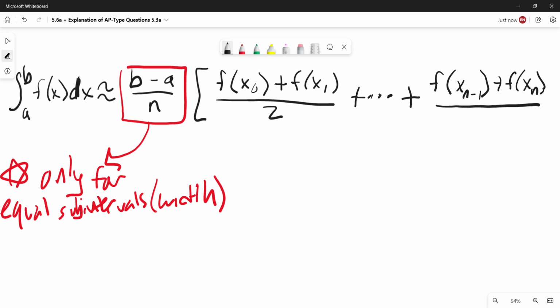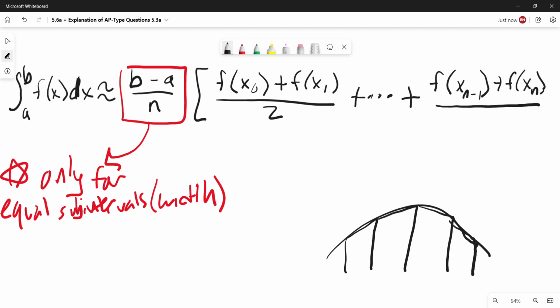So this is the very last one, because x sub n is the height of the last one. If that's the last one, then you have the average of this height and that height, and then you stop. That's at your B value and that's at your A value.